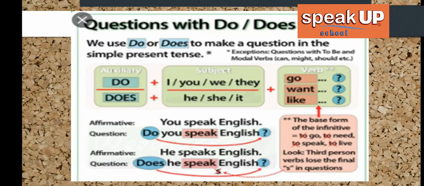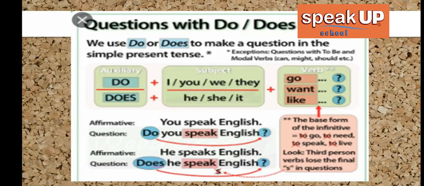The next one, an affirmative sentence in present: He speaks English. Notice we have he, we add the S at the end. He speaks English. To make the question, we begin with the auxiliary does, with the S. Now notice that then we continue with the subject, but the verb doesn't have the S. It's just the verb speak, no S. Why? Because the S is right here with the auxiliary. Here is the S, does. Does he speak English? And the question, okay?